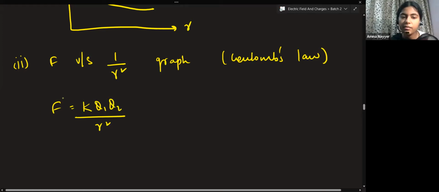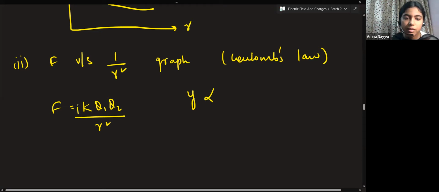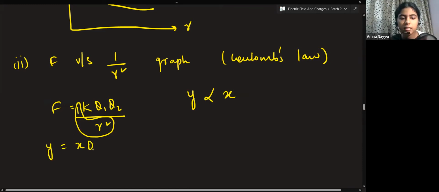So if I write force as Y, now let us see how it is dependent on 1 by R square. Now you don't have to take R square. This may get confusing, just listen carefully. 1 by R square means 1 by R square. This quantity, take it as X. If you take 1 by R square as X, it will be here: K, X, Q1, Q2.